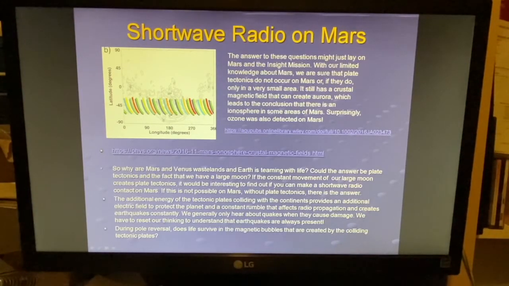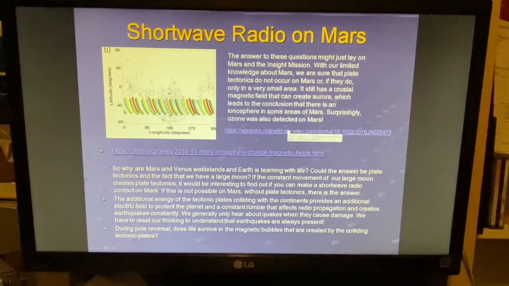So this picture that we're looking at is the MAVEN ionosgraph that was taken sometime in 2015, I believe, and we got this off a website, and it's quite interesting. According to the MAVEN measurements, there actually is an ionosphere on Mars that is capable of propagating shortwave radio. There is this link if you want to look at it in more detail.